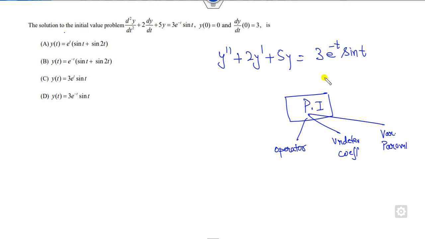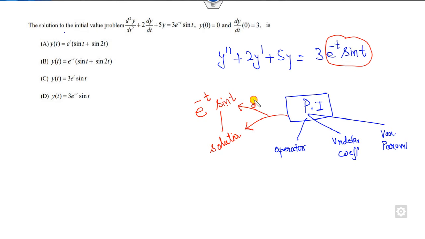But what is the shortcut trick behind that? Look at the right hand side. Right hand side is here. So it means whatever the solution in terms of the PI, that will depend on this term. So look at the options in which e raised to power minus t sin t is not present. Here this is not present, this will not be the solution. This is not present, this will not be the solution.